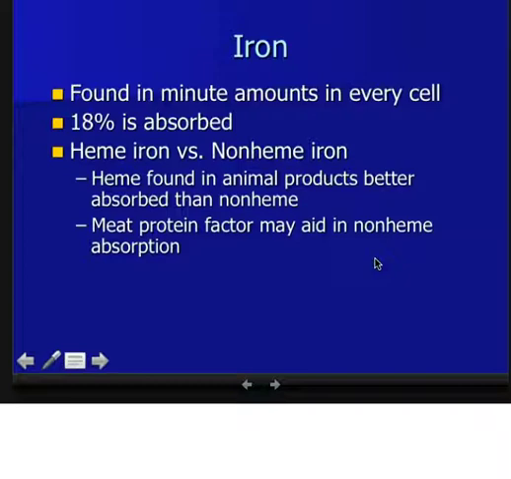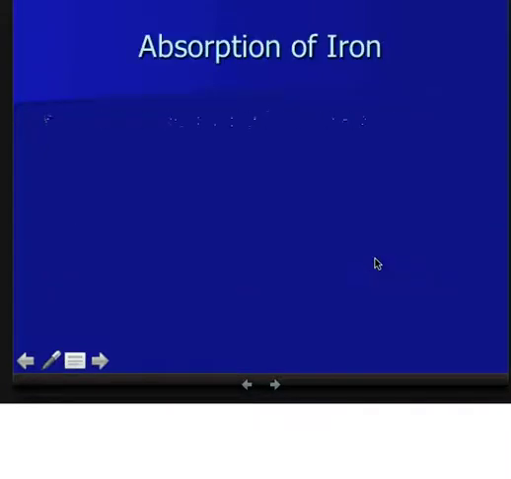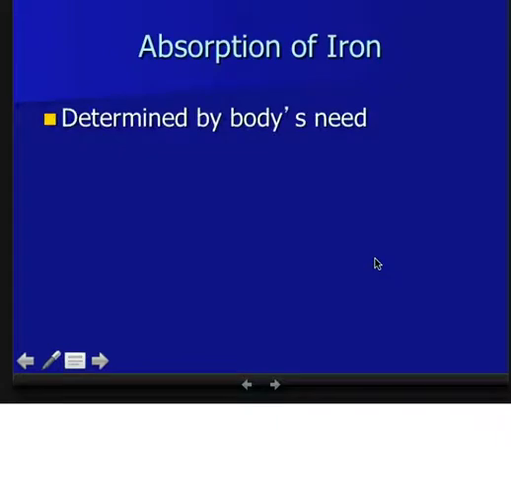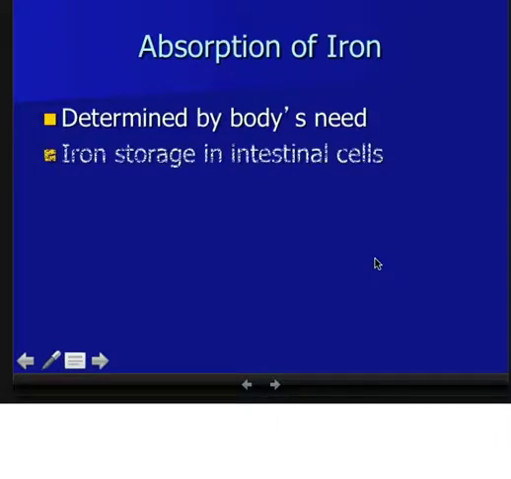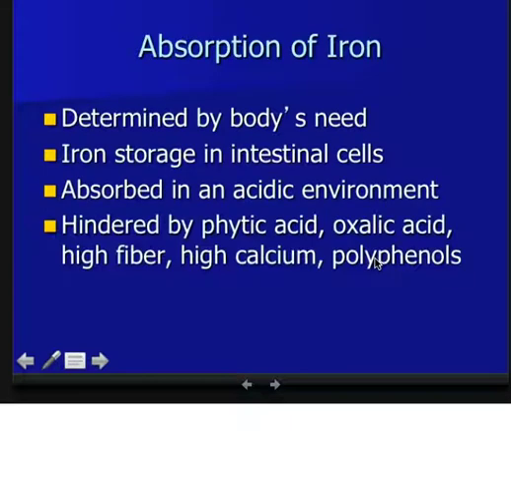Iron's a little bit tougher to absorb straight. Meat protein factor may also aid in non-heme absorption. Vitamin C also enhances absorption of non-heme iron. The absorption of iron is determined by the body's needs. It's stored in intestinal cells and absorbed in an acidic environment. It's hindered by phytic acid, oxalic acid, high fiber, high calcium, and polyphenols.